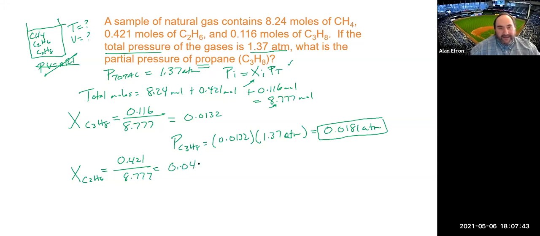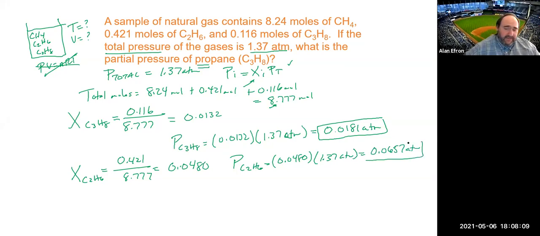0.04. We'll call it 80. And again, we could then find the partial pressure of our ethane, which is 0.048, or really about 4.8%, times 1.37 would tell us the partial pressure of that particular gas would be 0.0657.